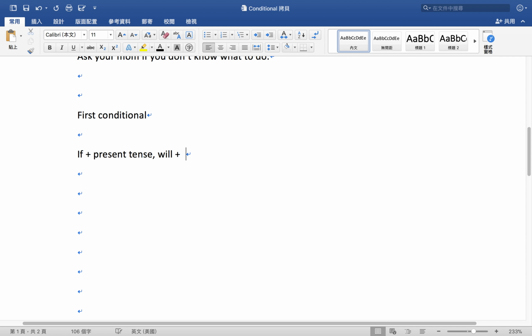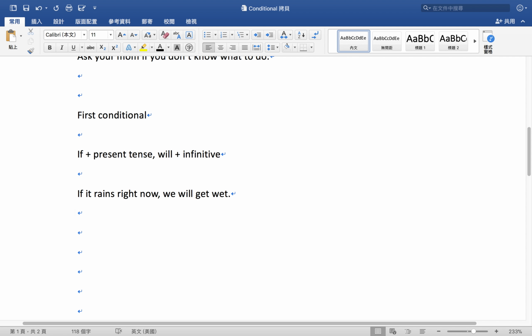And we put will. Yeah, like this. And here are some examples. The first one is: if it rains right now, we will get wet. It might not be raining right now, so it's not 100% correct. We add will in the middle, so this is the first conditional.